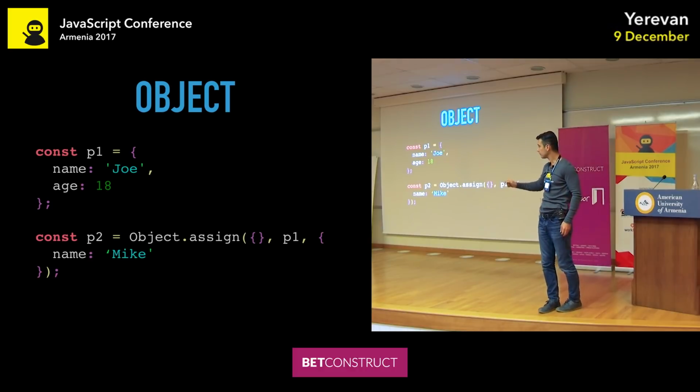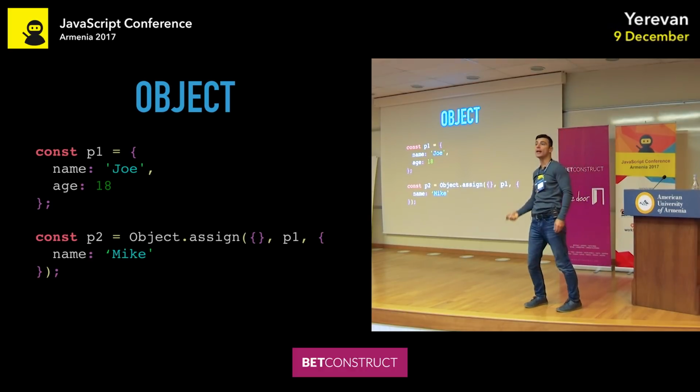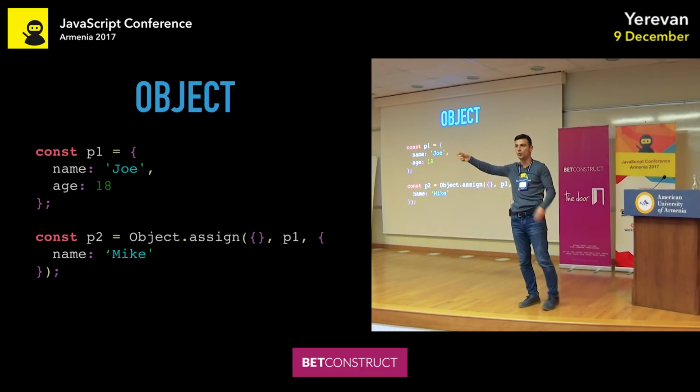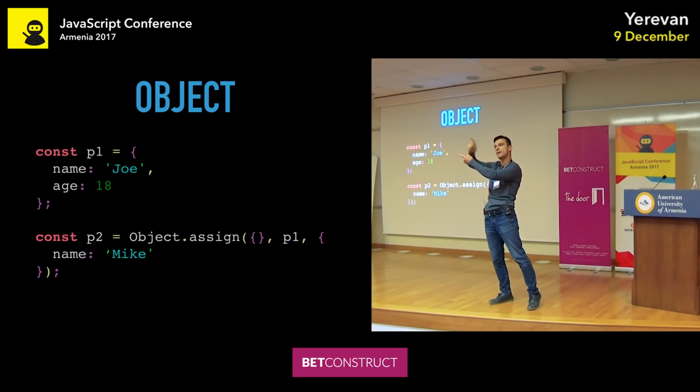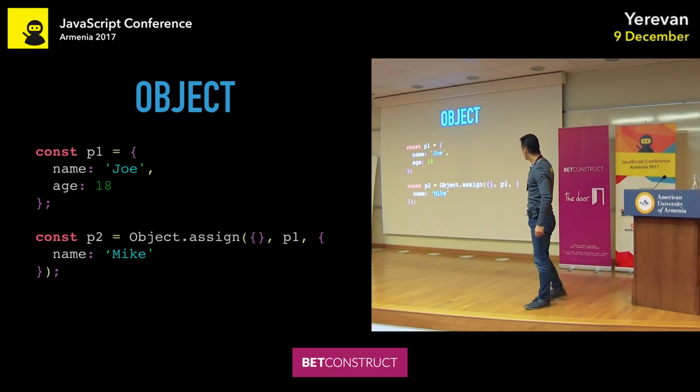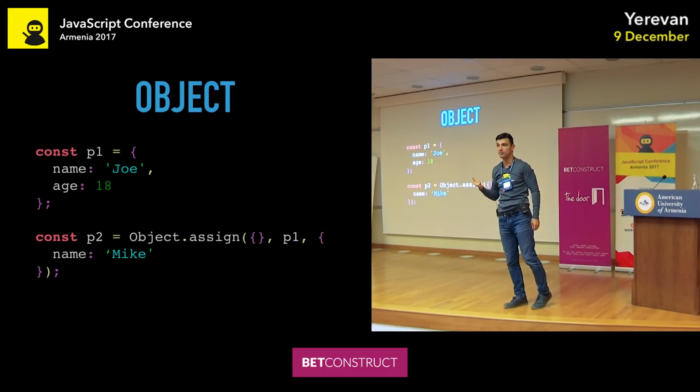But here's the thing. The next object is then copied over the top. And you can have as many of these as you want. It will copy this object, then this object, then that object. In this object, we said that name is Mike. So what happens? Well, this object takes on name Joe, age 18, then this copies name over this other name. And so the object that we end up with has name Mike and age 18, right?